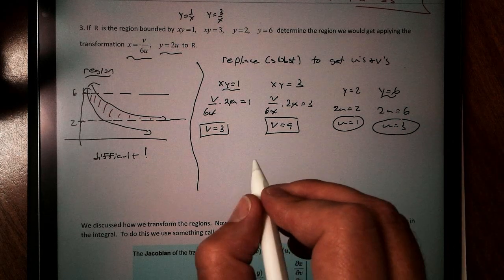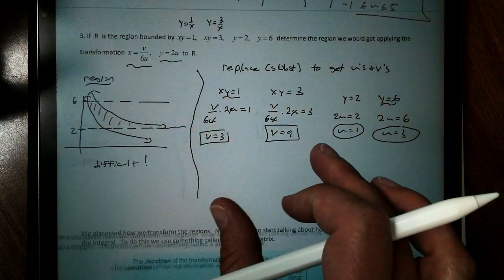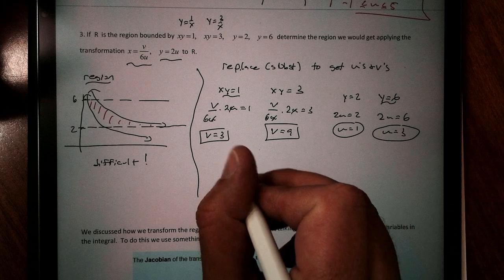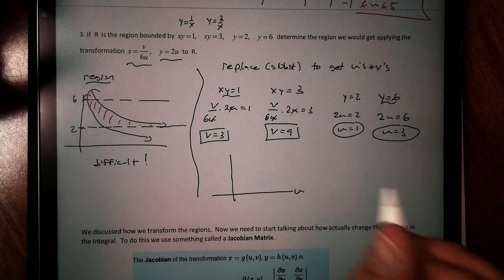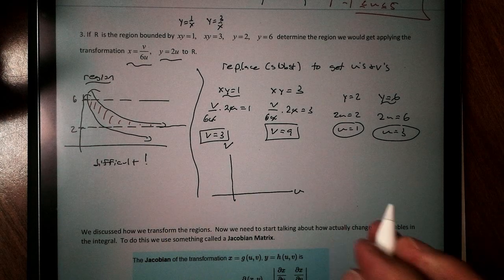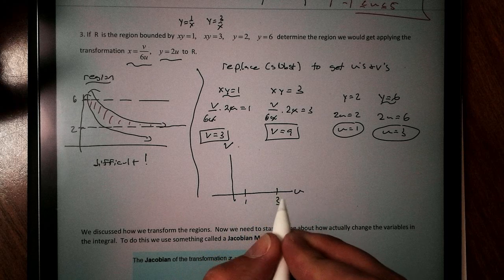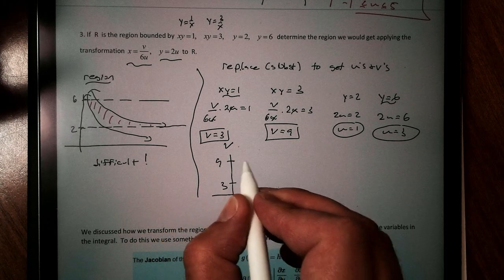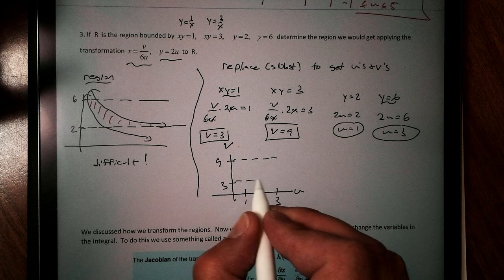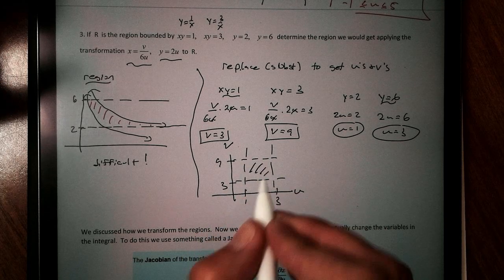Oh, very nice. So my new domain, if I were to graph this, remember, we're going to treat our u's like our x's and our v's like our y's. So my u's go from 1 to 3, and my v's go from 3 to 9. And if we look at this region right here, it's just a very, very nice rectangle.